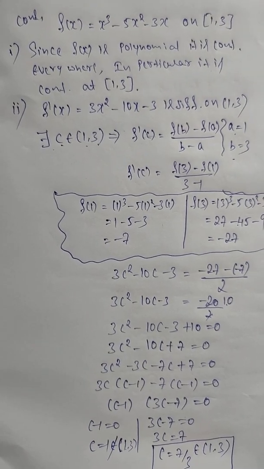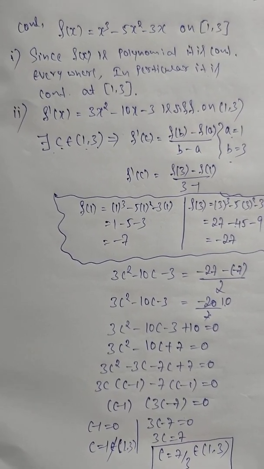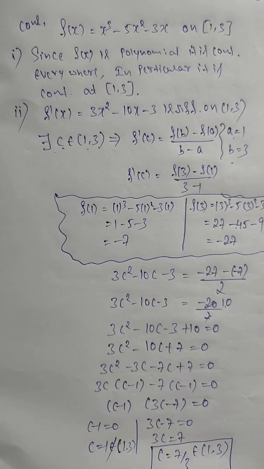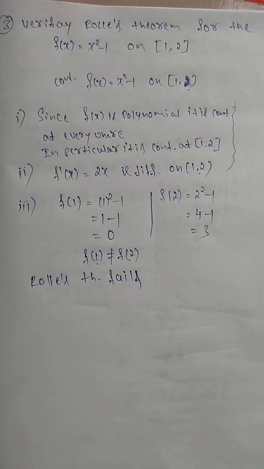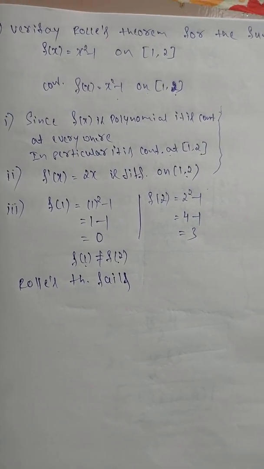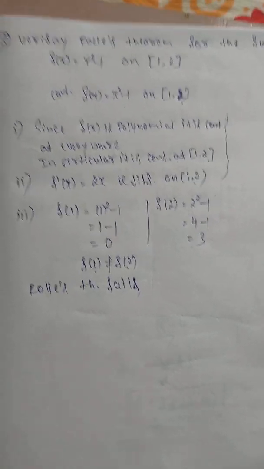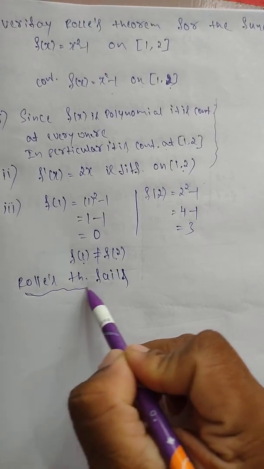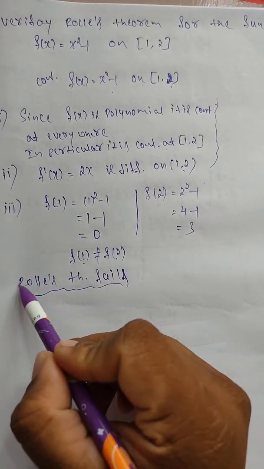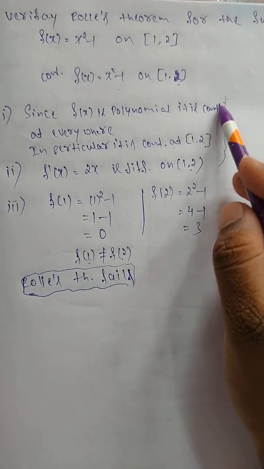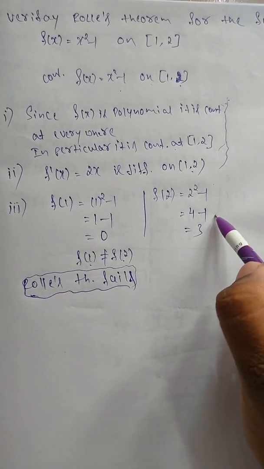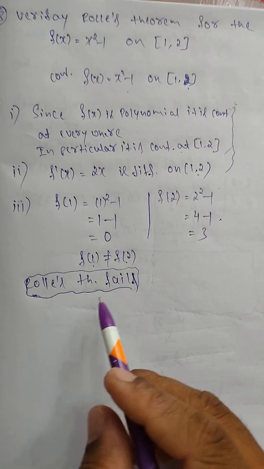To end the session, let's conclude with one question, and we'll end this class and this chapter. Do you remember this problem? This problem is the failure case of Rolle's theorem. I did this problem in the last class. Two conditions are satisfied, but the third condition fails. So Rolle's theorem fails.